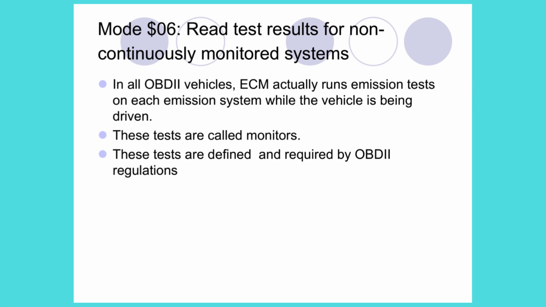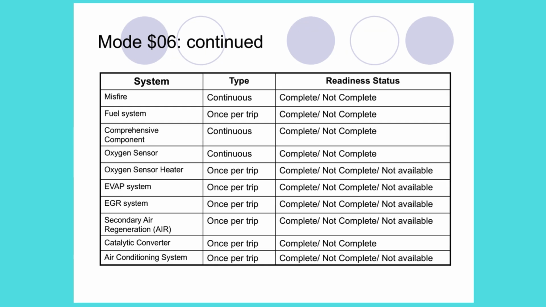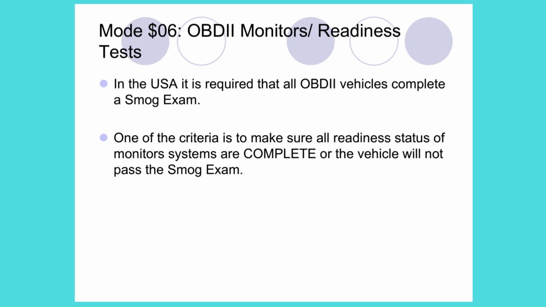Mode 6. Read test results for non-continuously monitored systems. In all OBD2 vehicles, the electronic control module actually runs emission tests on each emission system while the vehicle is being driven. These tests are called monitors. These tests are defined and required by OBD2 regulations. In the USA, it is required that all OBD2 vehicles complete a smog exam. One of the criteria is to make sure all the readiness status monitors of systems are complete, or the vehicle will not pass the smog exam.